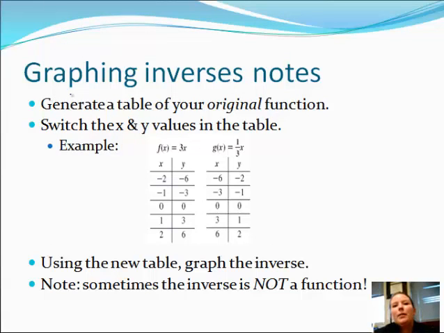So you first generate a table of your original function values. Alright, so say you are given a line, you need to find a table of values. You can use your calculator or you can do it in your head. Alright, then, same as we were doing yesterday, we're going to switch the x and the y.